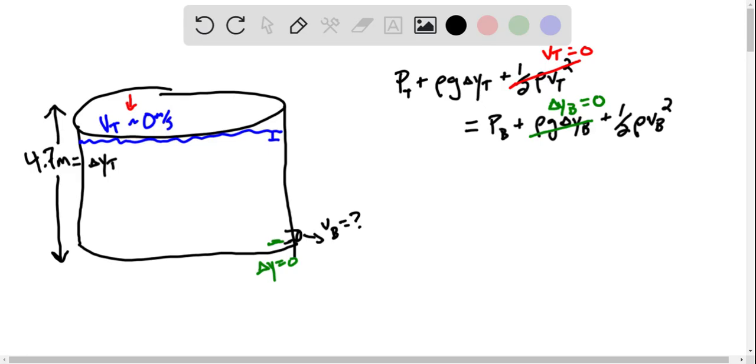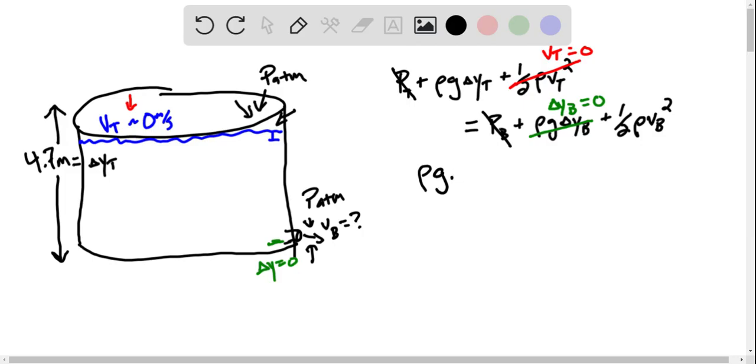And then I can also get rid of these pressures, right? Because both of these are being exposed to atmospheric pressure, right? So this water, as it comes out, is exposed to the atmosphere. It's pushing all over it. And up here at the top of the tank, it's being exposed to atmospheric pressure, right? So that means that both of these are going to go away. So this is simplified a lot, and it's just become a conservation of energy equation.